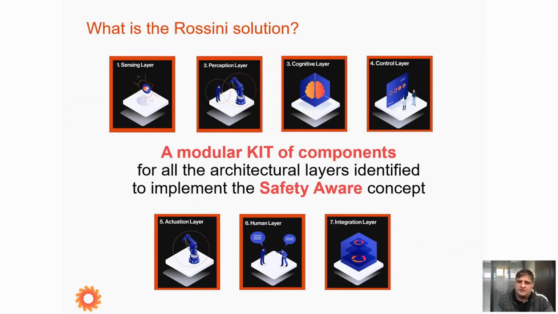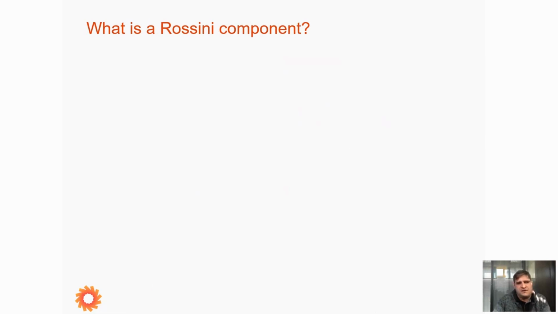So what is the Rossini solution? What we came out with as a definition after several months of brainstorming is that the Rossini solution can be seen as a modular kit of components that allow to implement the safety-aware concept that I've just presented, and these components fit in different layers, covering all the 7 identified layers that I just explained to you. But what a Rossini component is, is what we are going to see in this webinar.